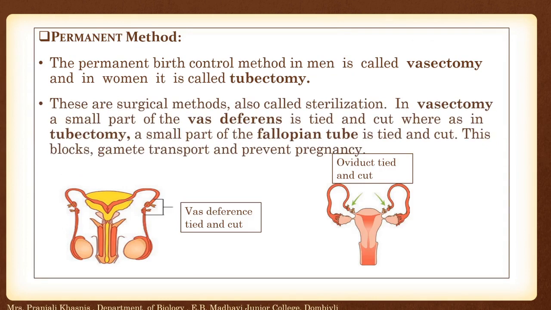Some permanent methods we have seen, that is tubectomy. The permanent method in men is called vasectomy, and in females it is called tubectomy. These are the surgical methods, also called sterilization methods. In vasectomy, a small part of the vas deferens is tied and cut, whereas in tubectomy, a small part of the fallopian tube is tied and cut. This blocks gamete transport and prevents pregnancy.